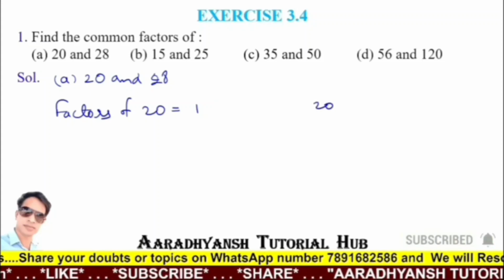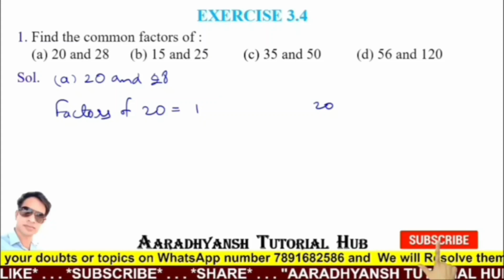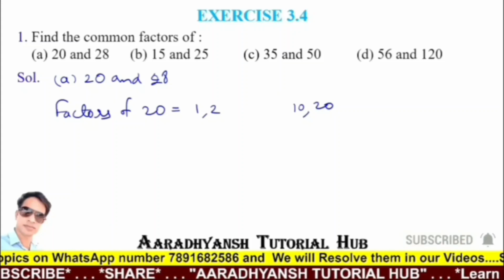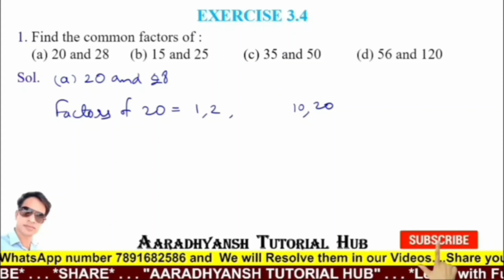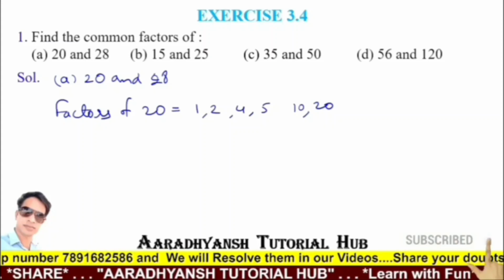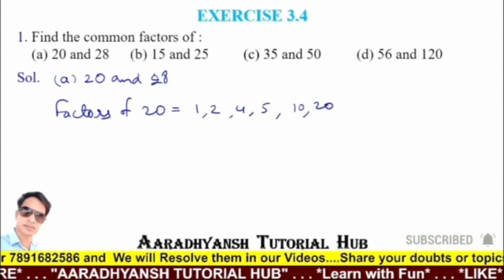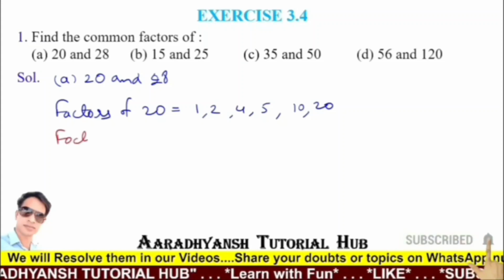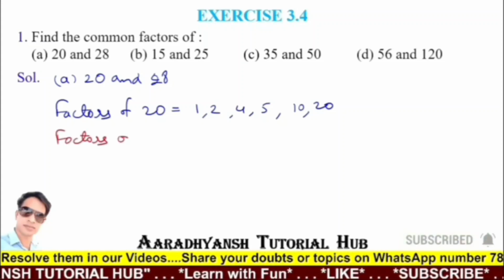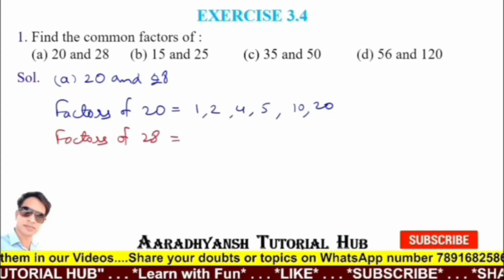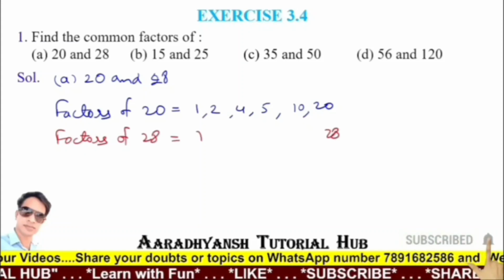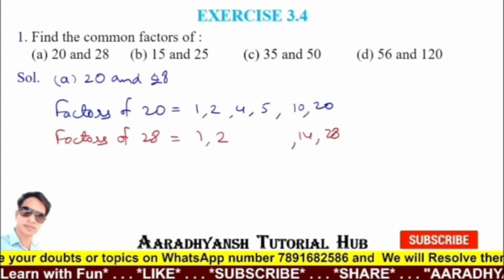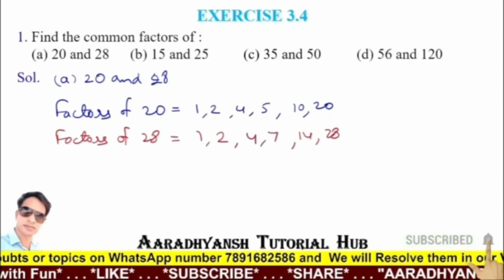2 1s are 20. Okay, the two factors are 1 and 20. And the next factors will be 2 and 10. 10 2s are 20. Okay, and 4 and 5. 4 5s are 20. These are the factors of 20. Similarly, you can find the factors of 28, and these are 1 and 28. The next will be 2 and 14 and 4 and 7.